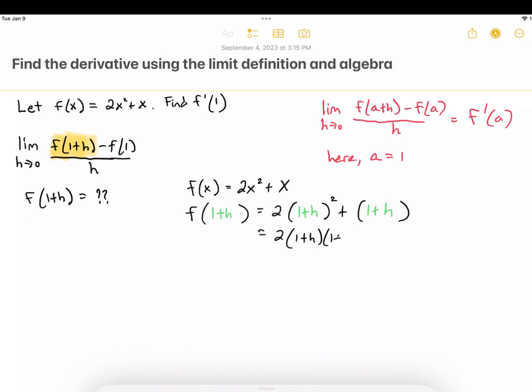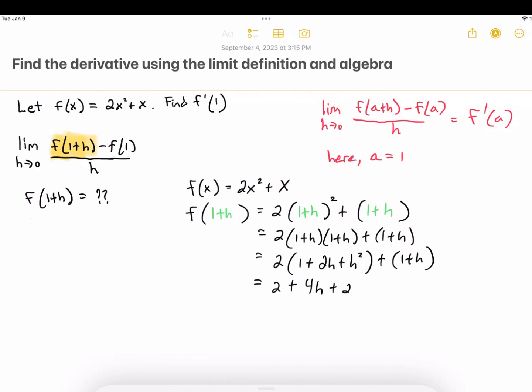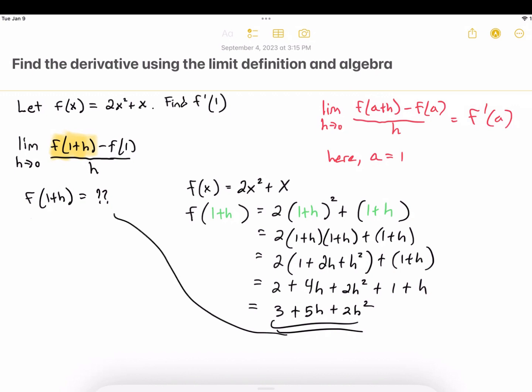Remember that 1 plus h squared is 1 plus h times 1 plus h, and you have to FOIL the whole thing out, so that's what I'm doing in this next step. By FOILing, we get 1 plus 2h plus h squared. Now remember that extra 1 plus h on the end. Now let's multiply the 2 through, distribute the 2, and we're getting 2 plus 4h plus 2h squared, and we still have plus 1 plus h. And what we see with a little rearrangement is 2 plus 1 is 3, 4h plus h is 5h, we have 2h squared. So this is the value of f of 1 plus h.